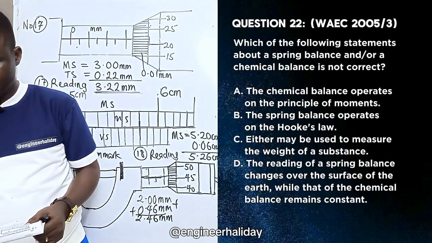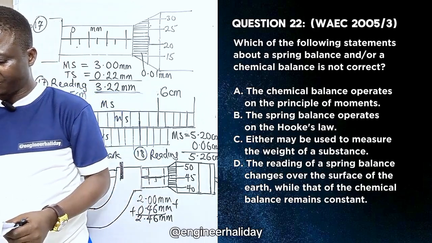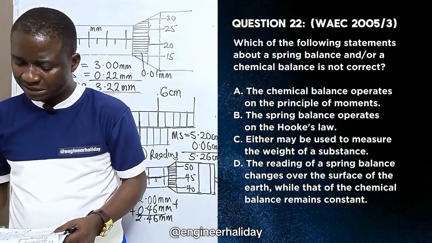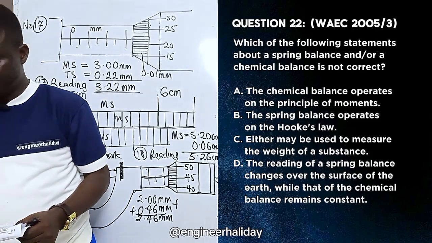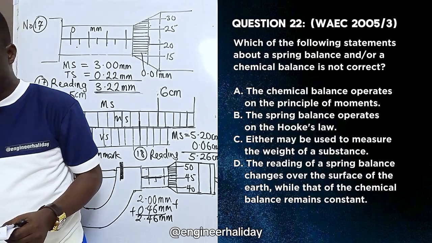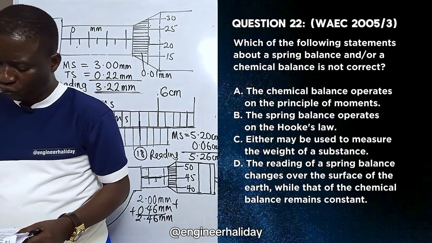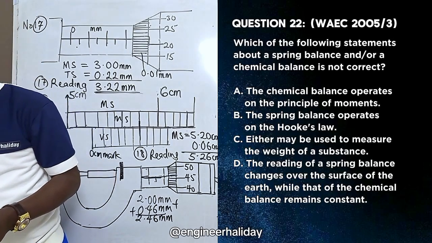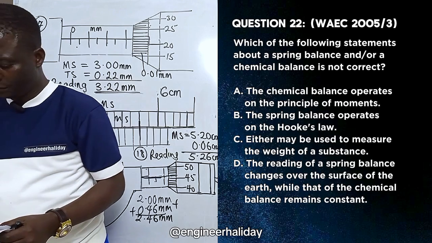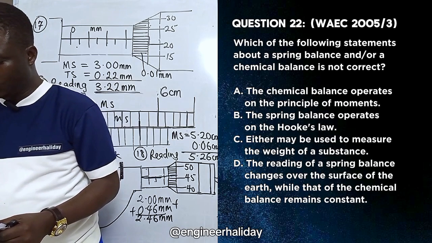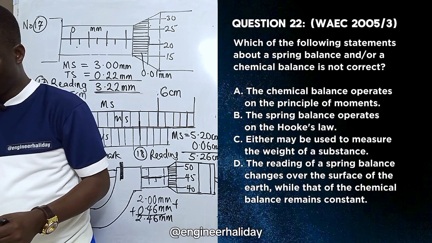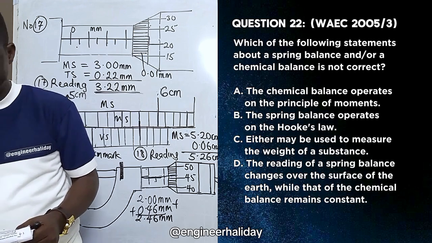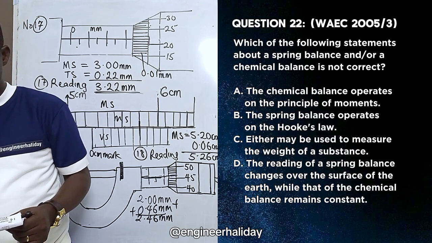Number 22: which of the following statements about spring balance and chemical balance is not correct? I think we have answered a similar question, so I will not waste time. A says the chemical balance operates on the principle of moments. Yes. B says spring balance operates on Hooke's law. Yes. C says either may be used to measure weight of an object. No. D says the reading of the spring balance changes over the surface of the earth, while the chemical balance remains constant. Chemical balance is used to measure mass. Spring balance is used to measure what?